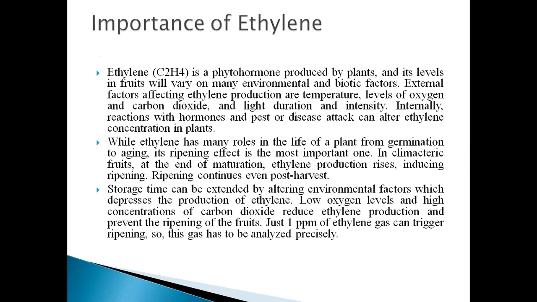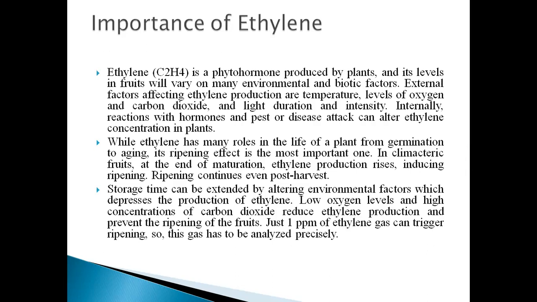Then what is the importance of the third gas, that is ethylene? Ethylene is a phytohormone produced by plants, and its levels in fruits will vary on many environmental and biotic factors. External factors affecting ethylene production are temperature, levels of oxygen and carbon dioxide, and light duration and intensity. Internally, reactions with hormones and pest or disease attack can alter ethylene concentration in plants. While ethylene has many roles in the life of a plant from germination to aging, its ripening effect is the most important one.